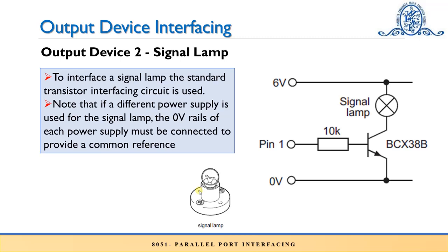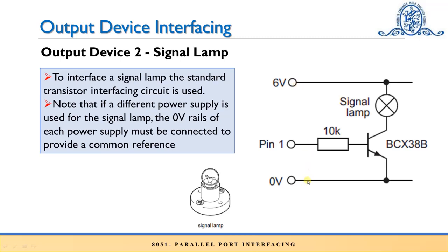I can replace the LED by a signal lamp. A signal lamp is a simple lamp, a low wattage bulb. It can also be interfaced with the microcontroller, but the current requirement is slightly more in this case, so I have to amplify that current. So to interface the signal lamp, a standard transistor interfacing circuitry is used, and the circuitry is shown here. You can see that different power supplies are used for the lamp here. This is a 6-volt power supply, and this is the common point.